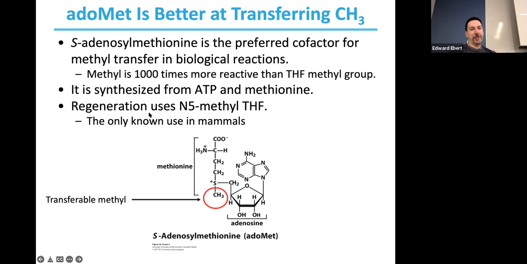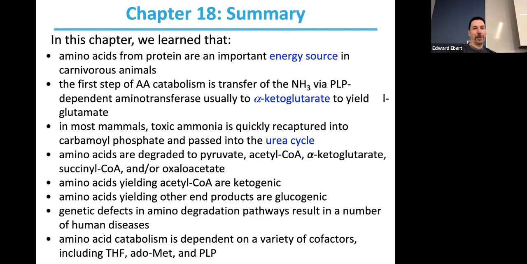And it's kind of funky here because we utilize this N5 methyl form of tetrahydrofolate to regenerate our group in here. But this is the methyl group that actually gets transferred. Anyway, just another nice little single carbon transfer methyl group. Okay.